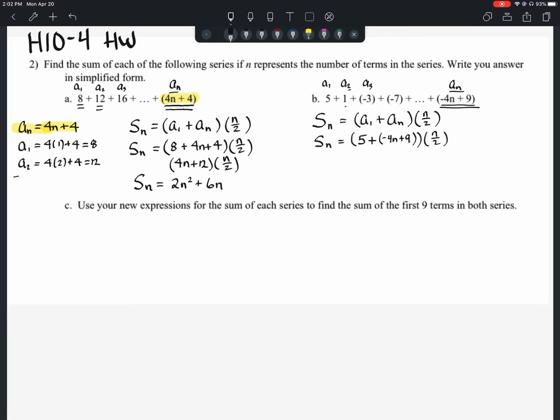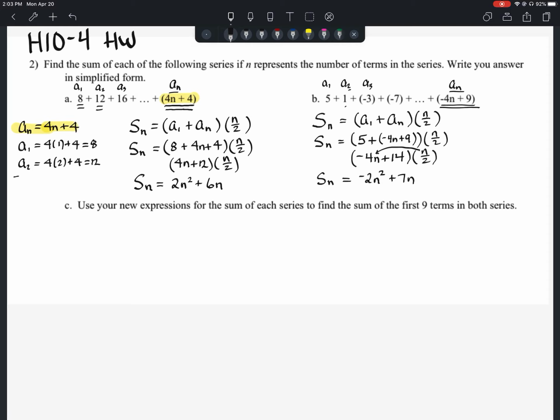We'll simplify inside here, right? We're adding like that quantity or those parentheses there, so nothing's really going to happen. So we're going to have negative 4n plus 14 when I add that 5 and the 9 together. And we're multiplying that by n divided by 2. Negative 4n times n is going to be negative 4n squared over 2, which would then reduce to negative 2n squared. And then 14 times n divided by 2 would be plus 7n. So we get our second expression for the sum there.